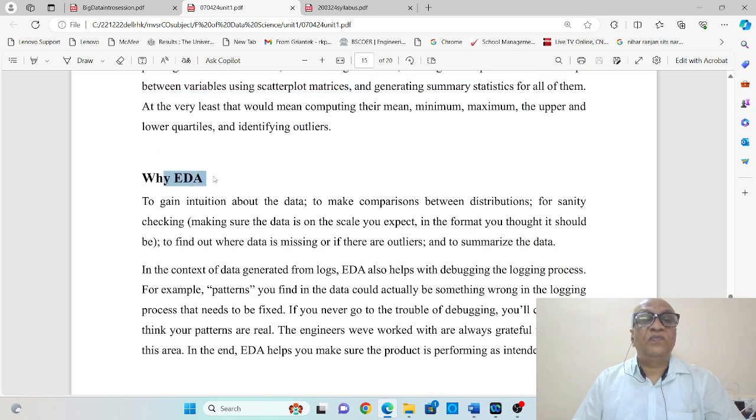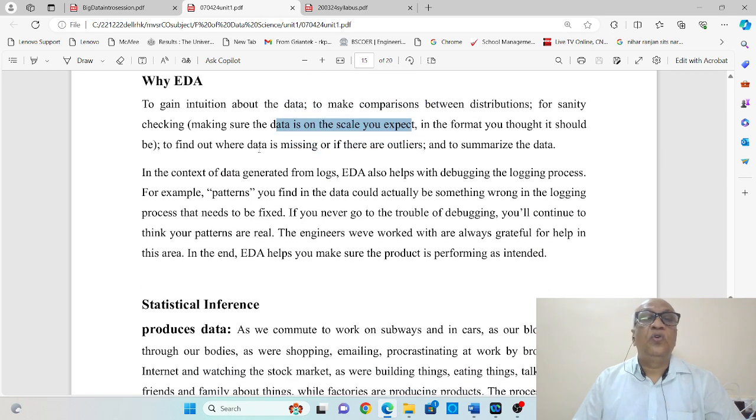Now, why EDA? Why exploratory data analysis? The basic thing is I need to gain intuition about the data. I need to make comparisons between the distributions. For sanity checking, making sure that the data is on the scale you expect, in the format you thought it should be. To find out where data is missing or if there are outliers, and to summarize the data. EDA also helps in debugging the logging process. You may find patterns through which you may identify what is wrong in the logging process and fix it.